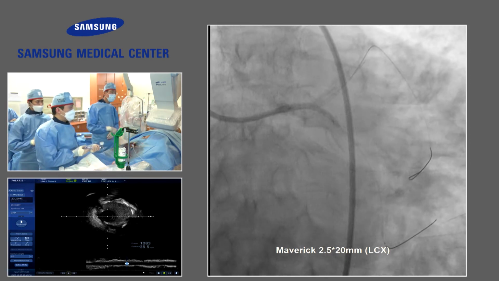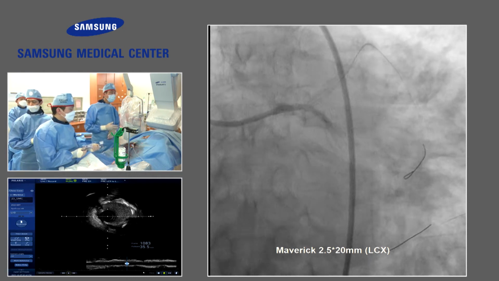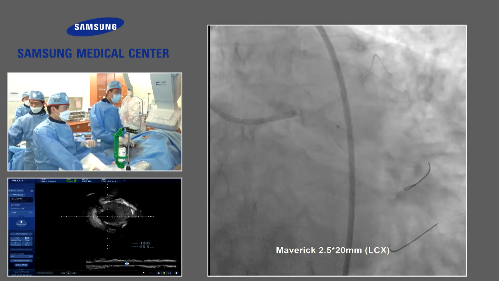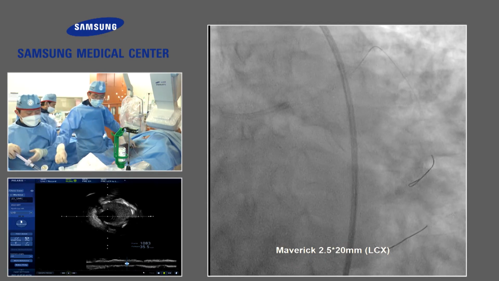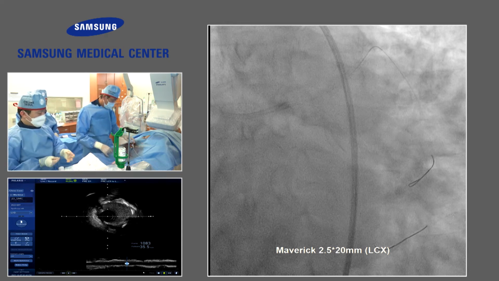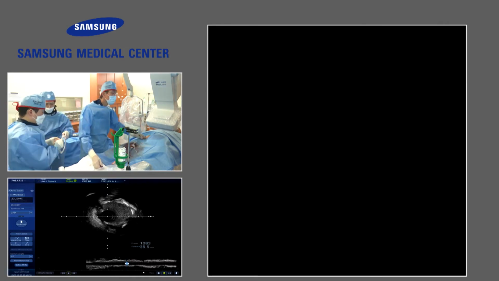I'd like to finish with re-POT. POT, side, POT. Deflation. The issue is that we need a DB here. And first we check there is no dissection. If there is dissection, we need a stent here. 4.5, 10.